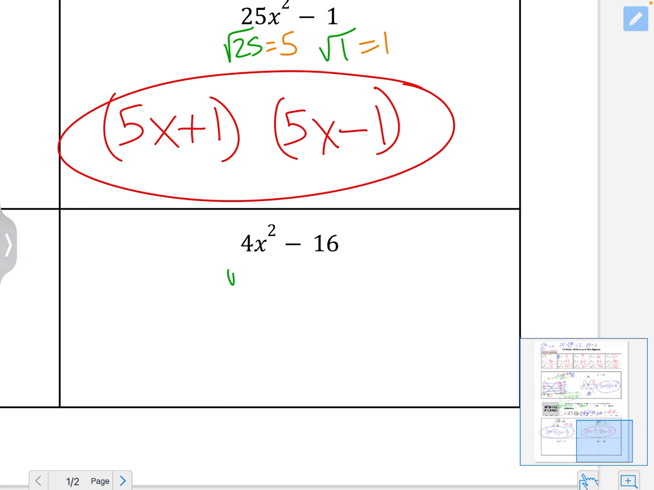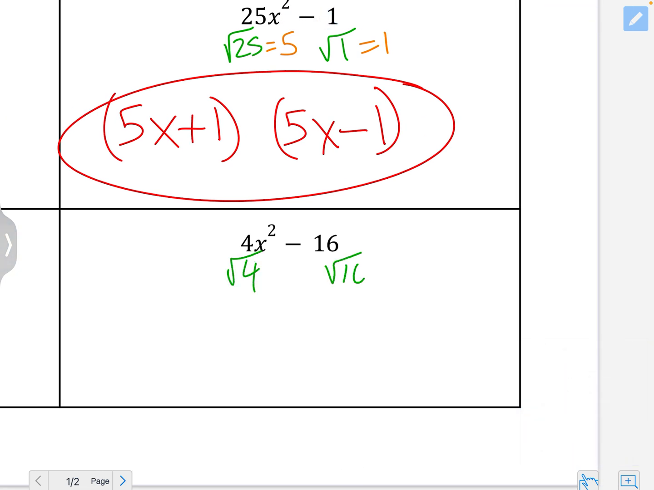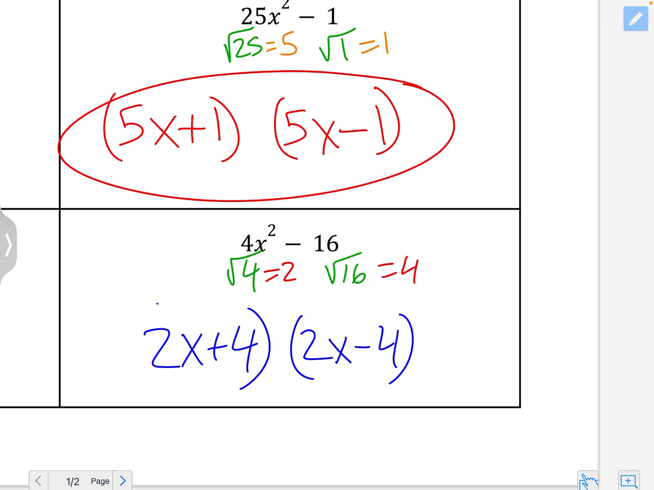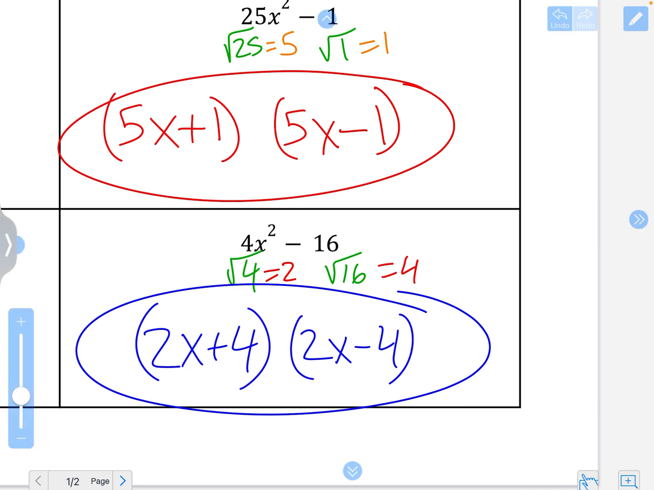And again, square root the first one, square root the second one. So if we square root 4, we get 2. If we square root 16, we get 4. So I'm going to write x plus, x minus, the 2 goes in front, and the 4 goes behind. And that's our answer. That's our trick for difference of two squares.